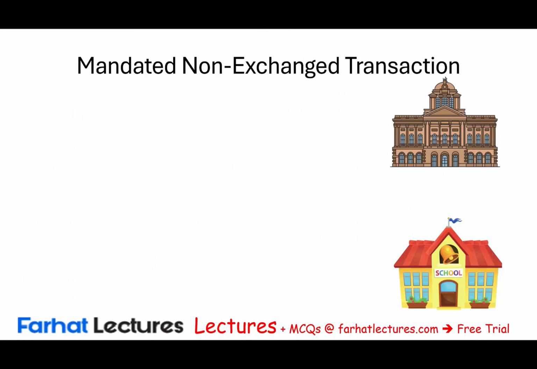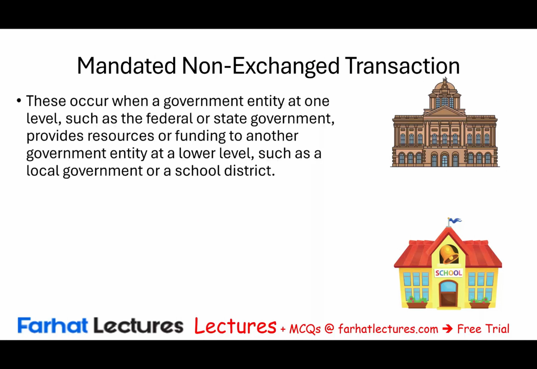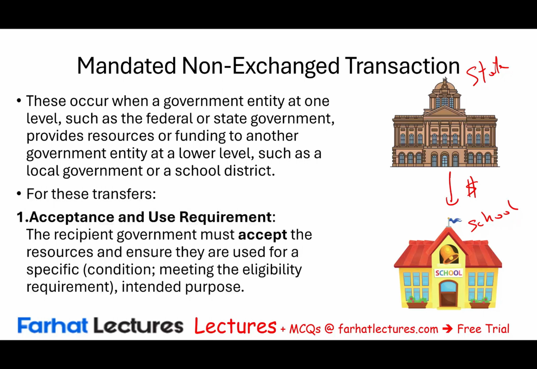First, what's the mandated non-exchange transaction? This occurs usually when one government entity, like a state or a federal government, provides resources or funding to another government entity that's at a lower level. Like, for example, let's assume this is the state government, and they send funding to the school district. It's another government entity at a lower level. For this transfer, there's an acceptance and use requirement. First, the school district must accept this grant. They must accept these funds.